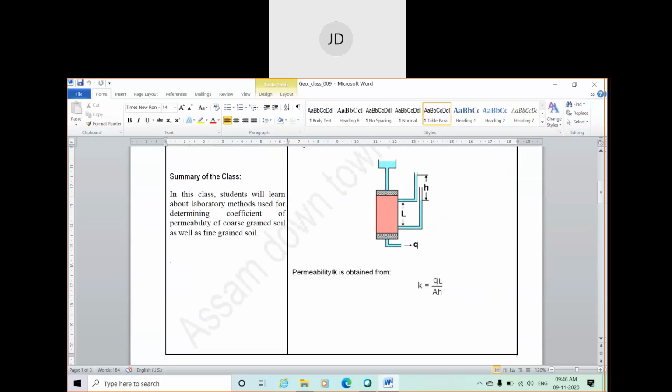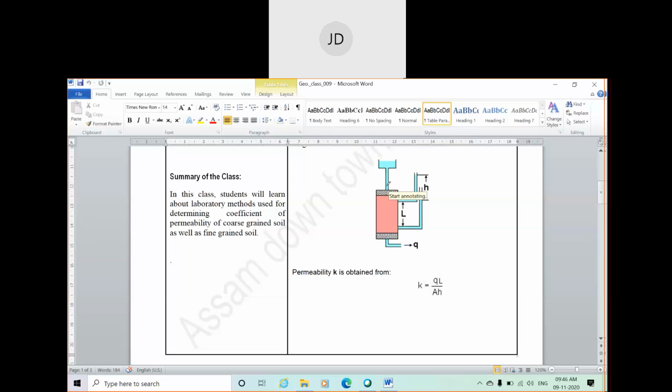The formula to find the value of K, the coefficient of permeability, is K equals Q into L, where Q is the discharge, L is the length of the sample, and A is the cross sectional area. You cannot see the area A in the drawing, as it is in a perpendicular direction. I will show you now.